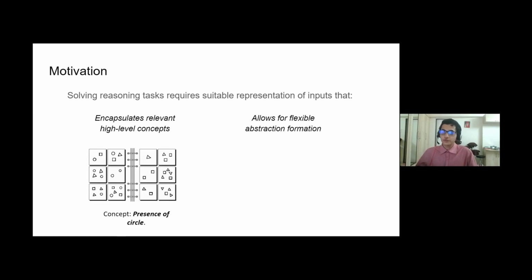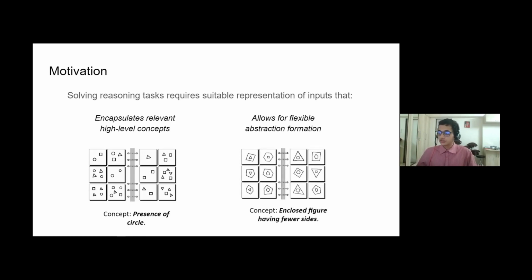The second objective that we want the representation to satisfy is that it should allow for flexible abstraction formation on top of the relevant high-level concepts that we've identified. So for example, in this Bongard problem, the concept is that the enclosed figures have fewer sides than the enclosing figure. So even though our representation might have the high-level ideas of polygons and shapes, we need to do another step of reasoning to identify the fact that shapes can be enclosed amongst each other, and that is significant, and be able to compare between the number of sides.